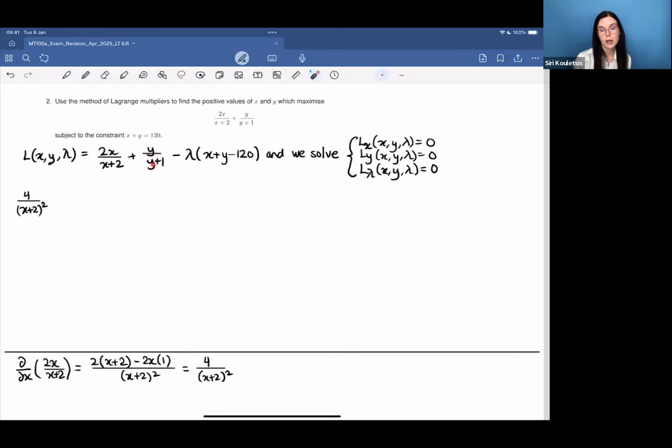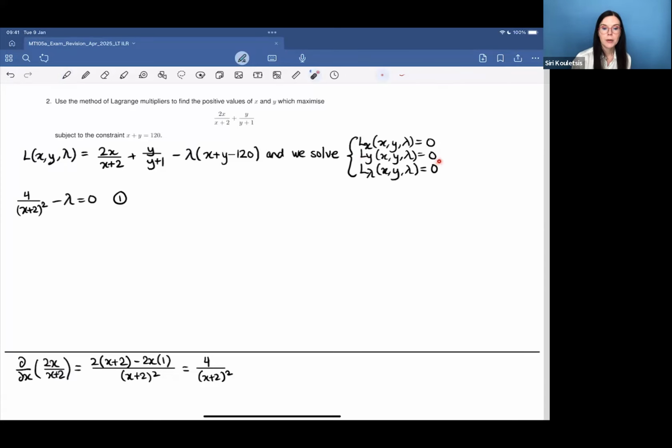Now, this term y over y plus 1, that doesn't have any x's in it, so it's treated as a constant, and so differentiated with respect to x, it is 0. And the only other term that involves an x here is minus lambda x. So differentiated with respect to x, we get minus lambda. And then we set this equal to 0. Then this is our first equation in the system.